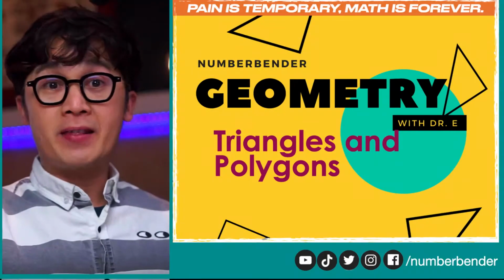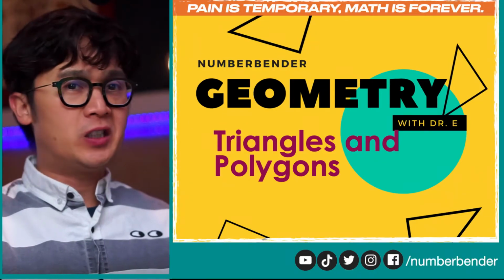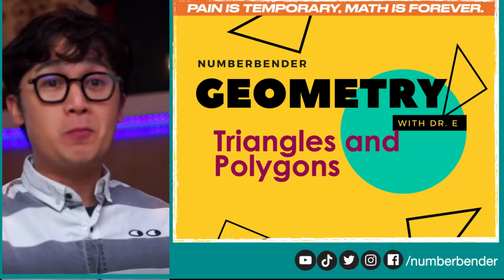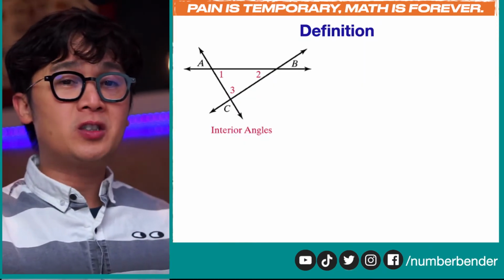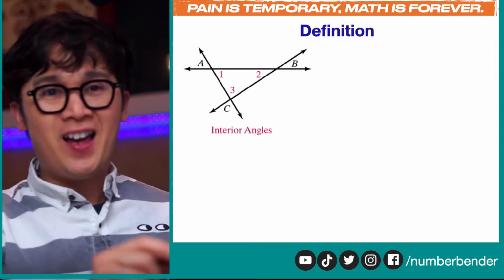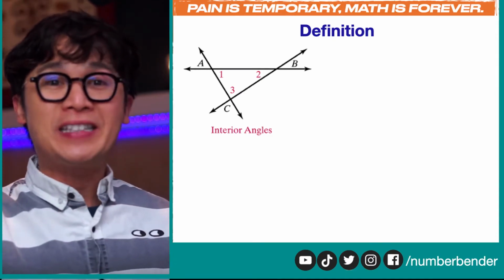Language is important in mathematics, and we're going to add more terms and vocabulary that we need to know to be able to answer more problems in geometry. And we're going to start with the types of angles that we have when we see triangles.